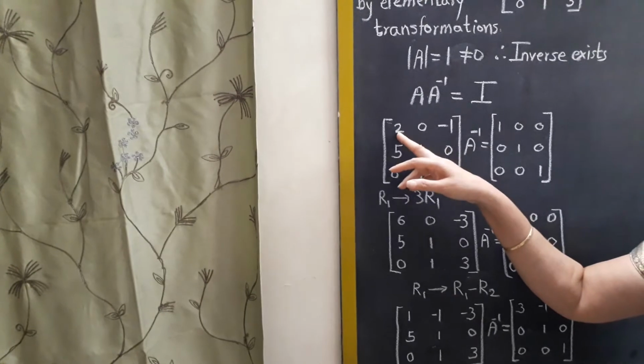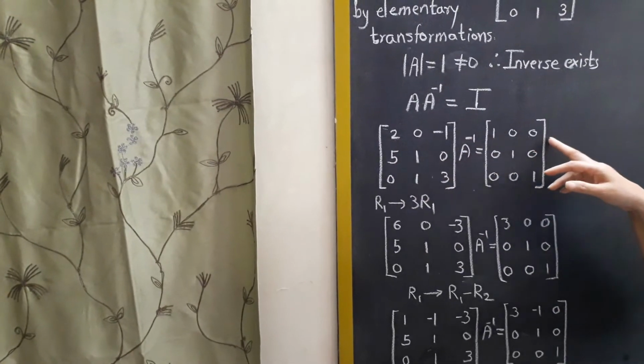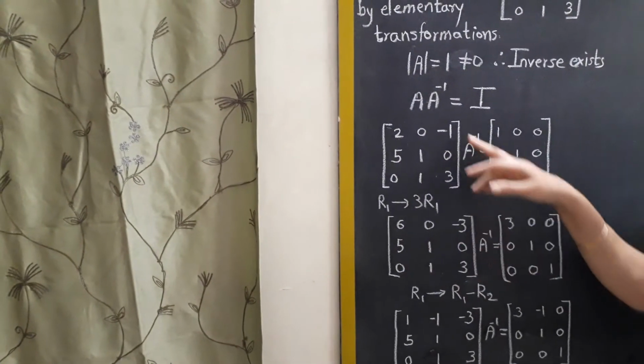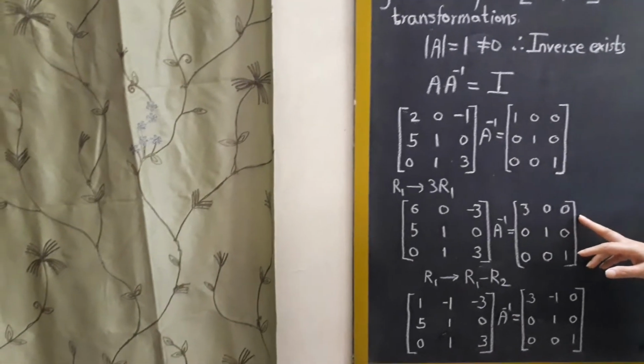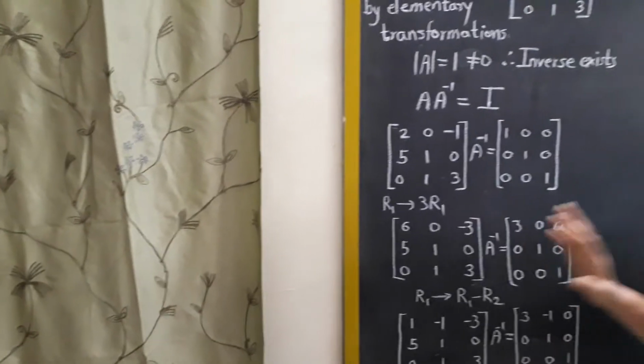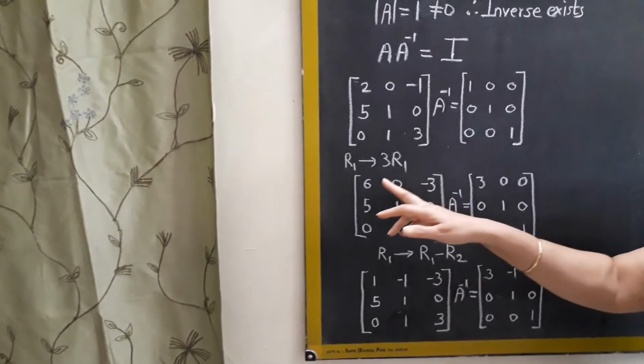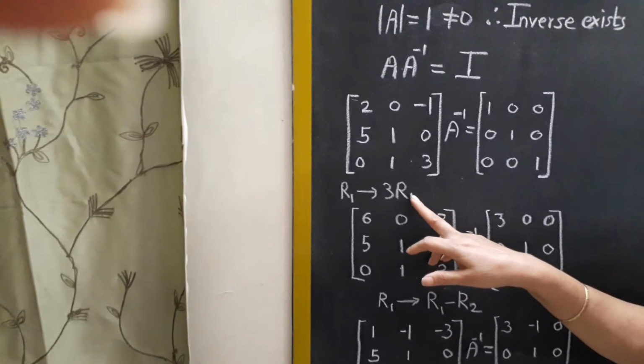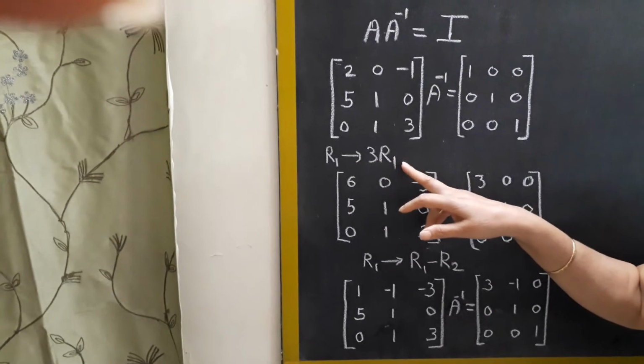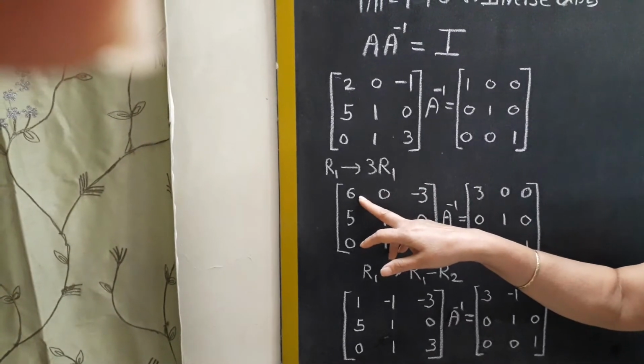R1 changes to 3 times R1. The moment I say 3 times R1, I have to multiply by 3 to each one, and here we are getting that. Okay. Now the next step is, till now, even though we have changed something, we have considered a transformation, we are not getting 1 here.